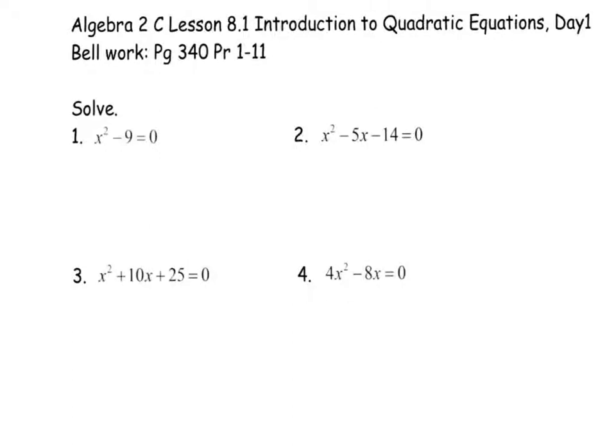We are going to start today's lesson with some review problems. So the first problem says x squared minus 9 equals 0. This can be solved in two different ways. We can factor the equation and say x plus 3 times x minus 3 equals 0. So x will equal negative 3 or x will equal 3.